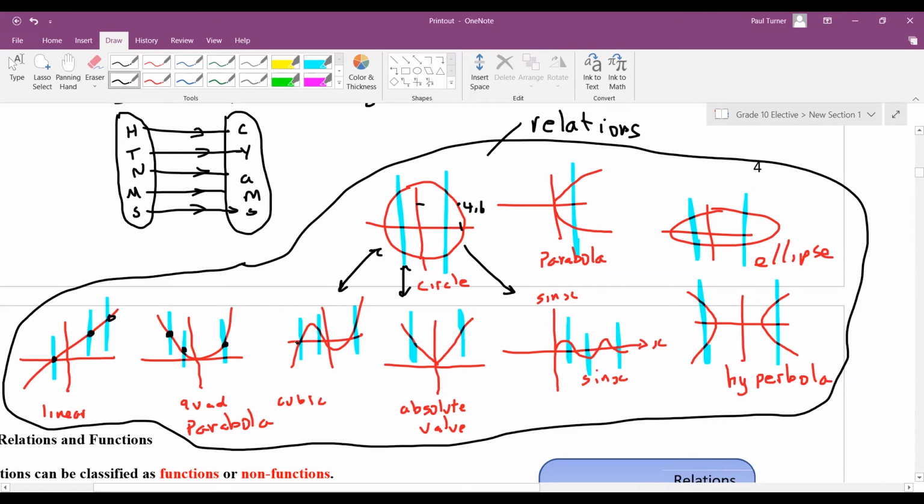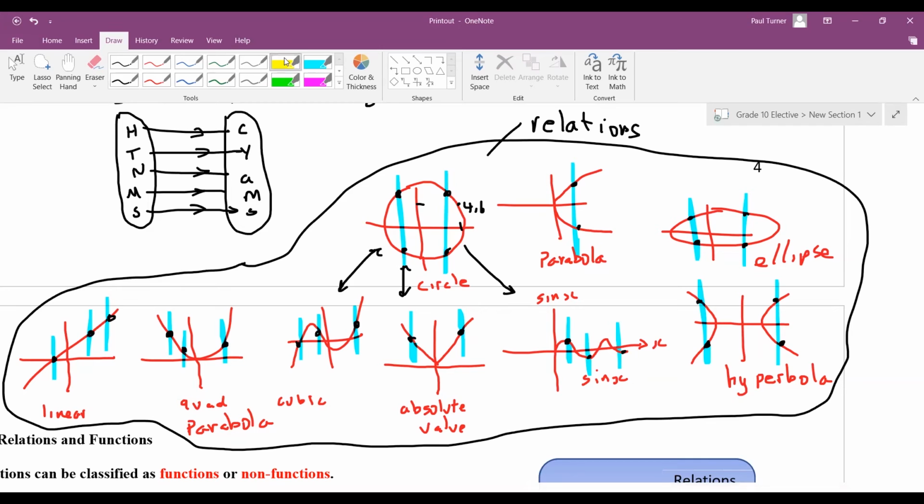Here, one, one, one, one. The sine as well, one, one, one. But look at these ones here. That blue line intersects two times. Here it's two. At this point, it's two. This one is two. This is two. And this is two here. Right? So there's a difference between intersecting once and intersecting twice or more than twice.